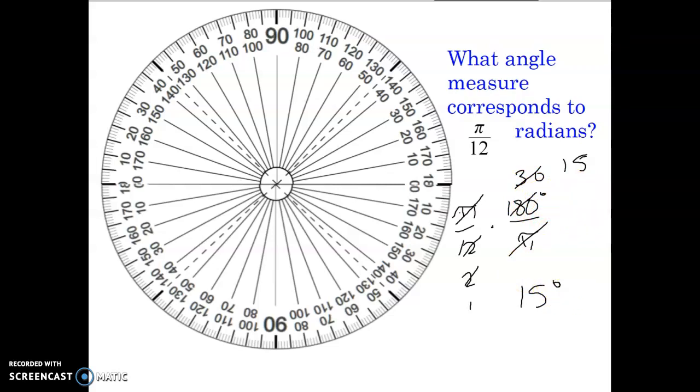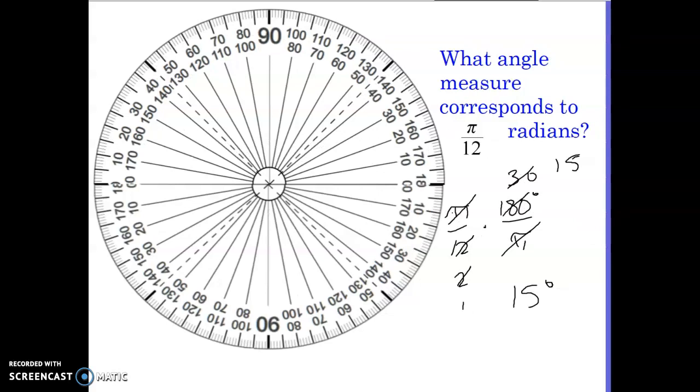15 degrees. So if I were going to put this on my protractor, let me turn on my arrow here. Here is the initial side, right there at 0, and then the terminal side is at 15. So that angle measure of 15 degrees corresponds to pi over 12 radians. That distance right here is pi over 12 radians.